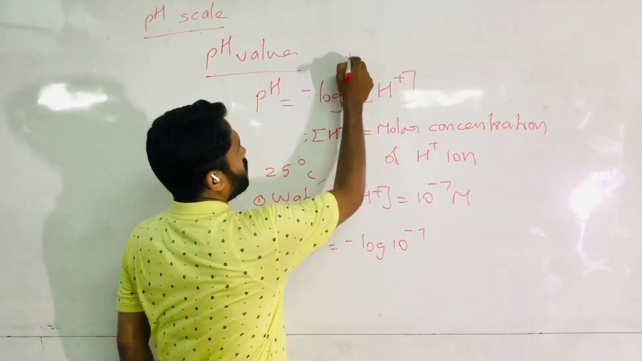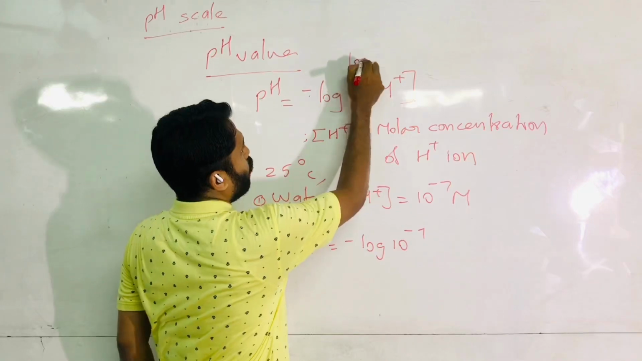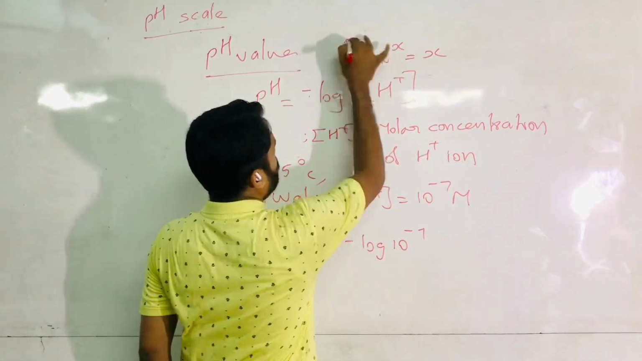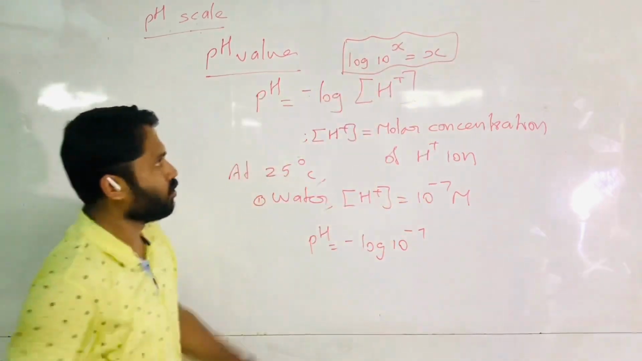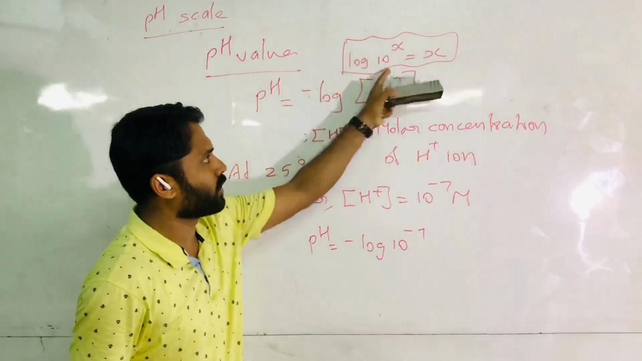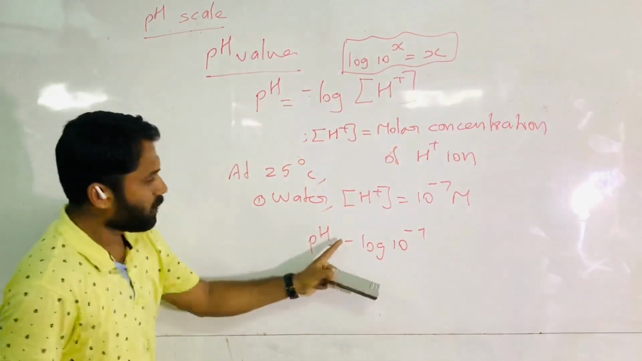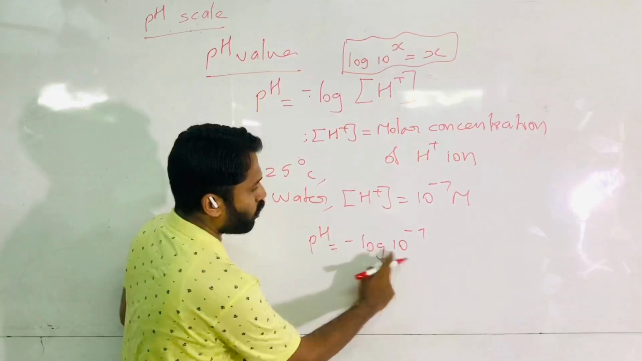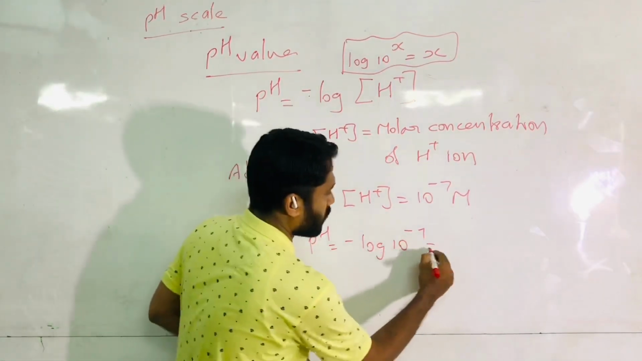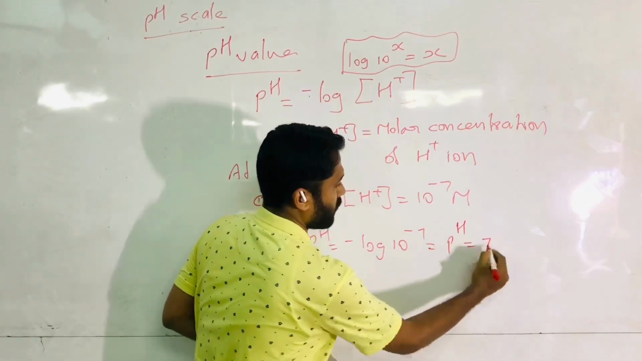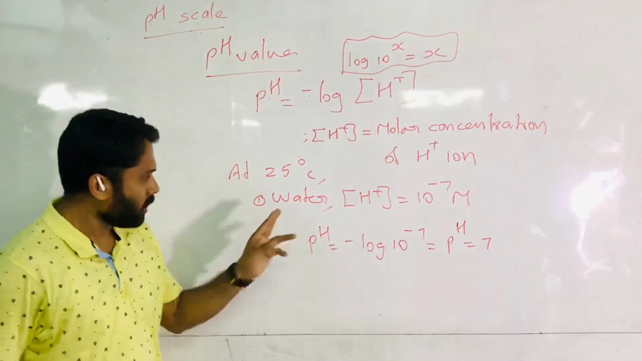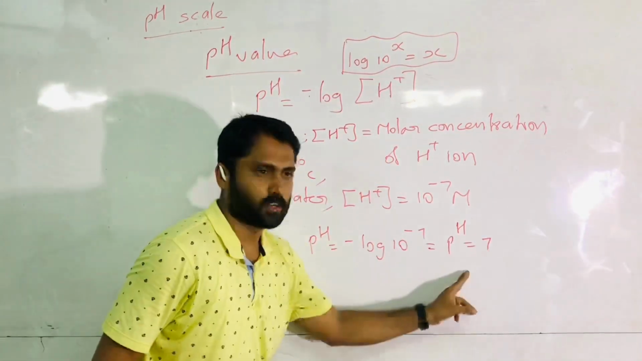From maths, log 10 raised to x equals x. We are using log to the base 10. Log 10 raised to x equals x log 10, that's equal to x. So minus log 10 raised to minus 7. Log 10 raised to minus 7 will be minus 7. There is another minus. So total pH equals 7. We know the value of pH in water is 7.